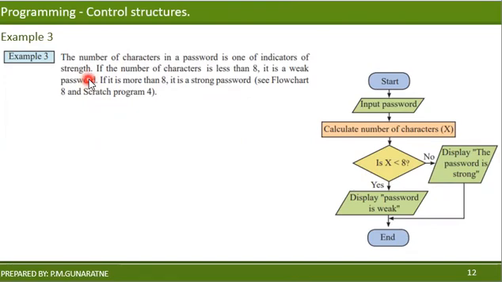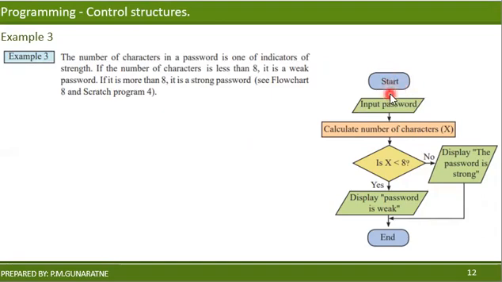The number of characters in a password is one of the indicators of strength, right? So if the number of characters is less than 8, it is a weak password. If it is more than 8 characters, it is a strong password. That is the condition that they have given us. So first we have to take the password as an input from the user. Then we are going to verify whether the password is a strong one or a weak one. Okay, right, let's see that.